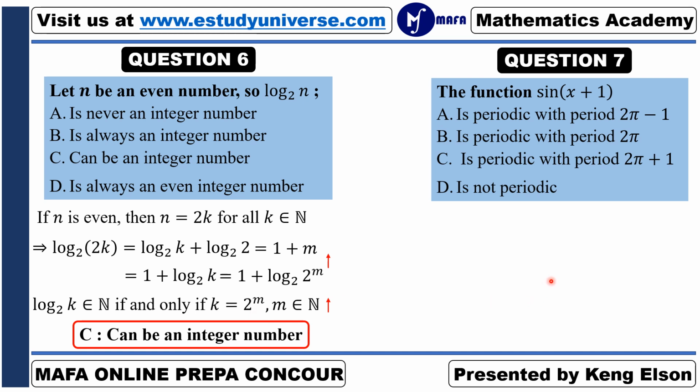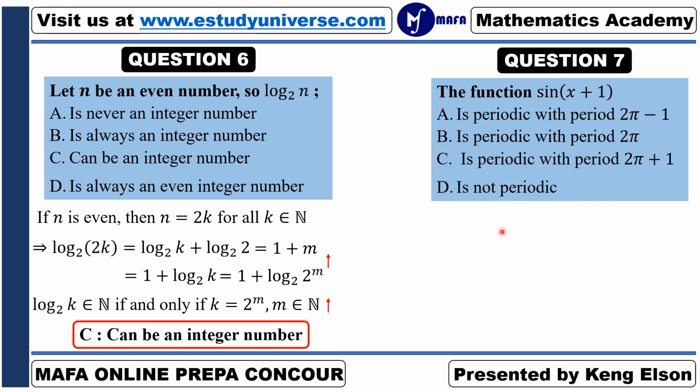Question 7. The function sine x plus 1: A, is periodic with period 2 pi minus 1. B, is periodic with period 2 pi. C, is periodic with period 2 pi plus 1. And D, is not periodic.